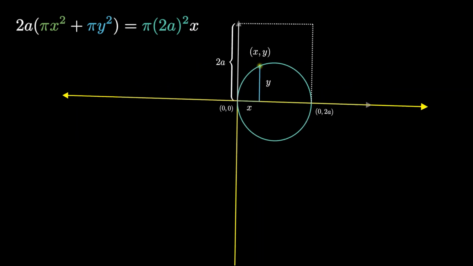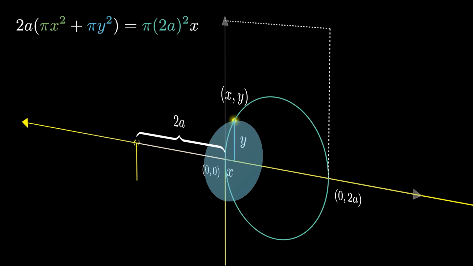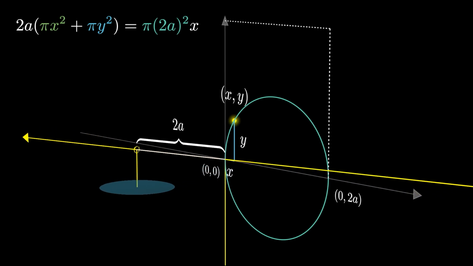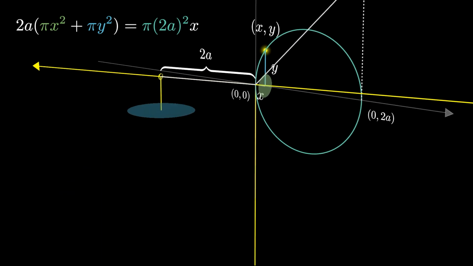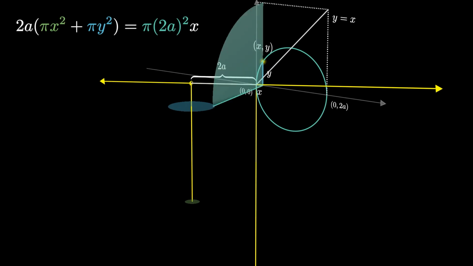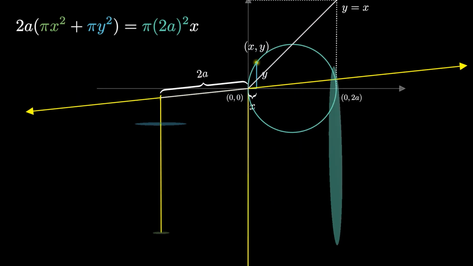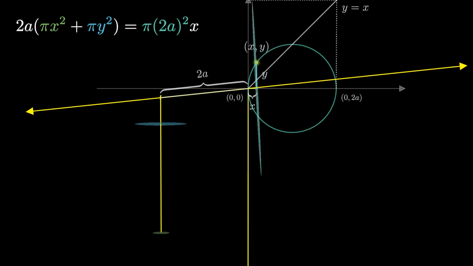Then he hung the circle represented by pi y squared on the left side of the balance at a distance of 2a from the origin, and also hung the circle represented by pi x squared at the same position. On the right side of the balance, he placed the circle represented by pi times (2a) squared at a position x units away from the origin.